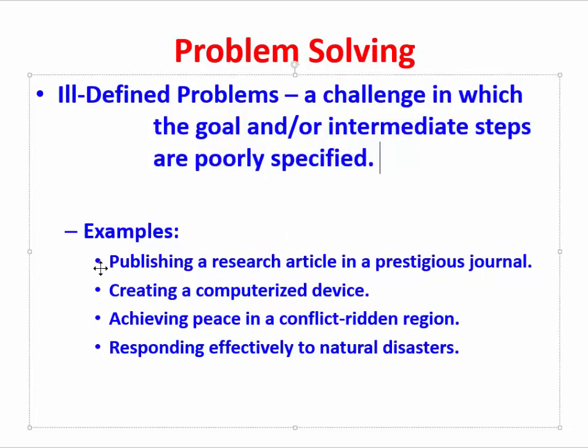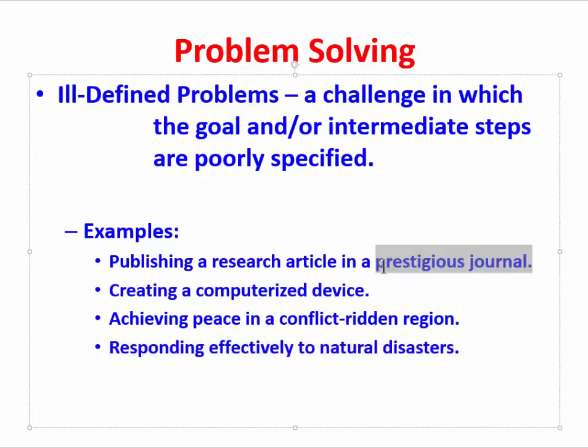And here are some examples: publishing a research article in a prestigious journal, creating a computerized device, perhaps like an iPad or a cell phone or a smartphone of any variety, achieving peace in a conflict-ridden region, or responding effectively to natural disasters. What's interesting in each of these cases is that we have some idea about how we're supposed to act, yet we don't know exactly what the end state is going to look like, and we certainly have no idea about how to get there.